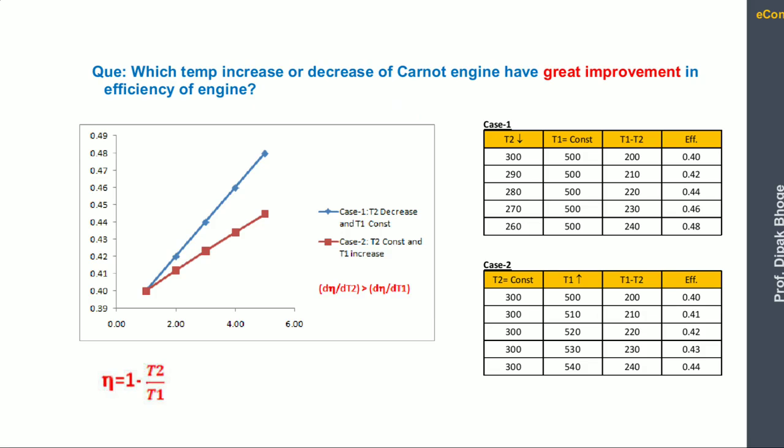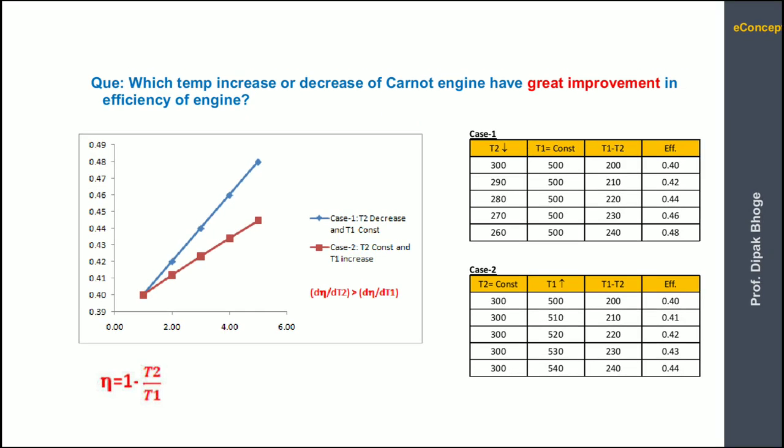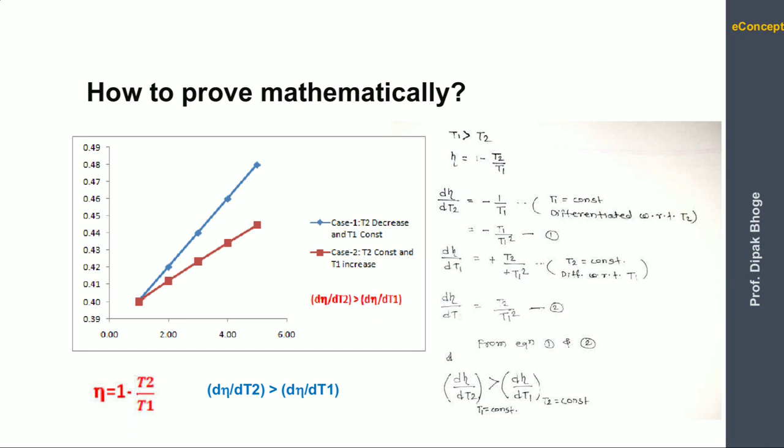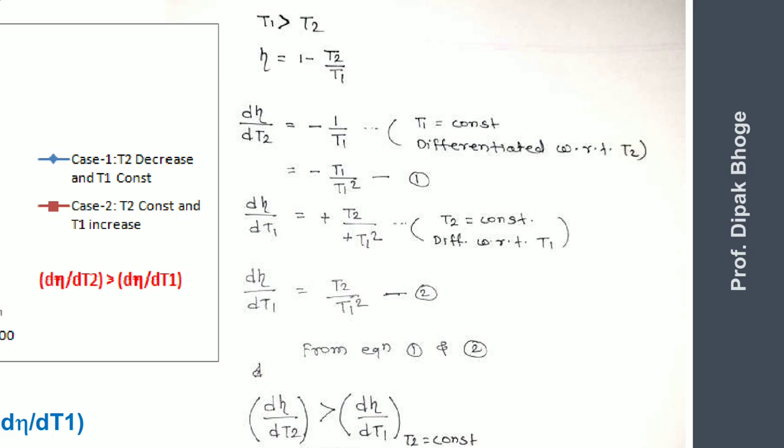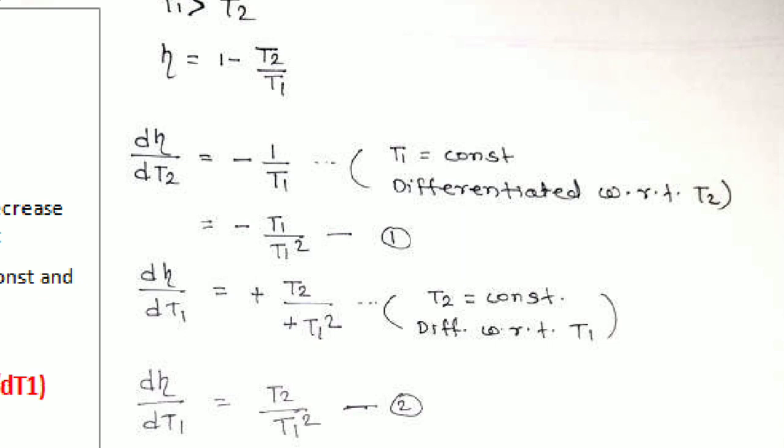Another way to find the answer to this question is to differentiate the efficiency equation to check the slope of the curve. So how to prove it mathematically? For that, we take the equation of efficiency, 1 minus T2 upon T1, and differentiate it with respect to T2 by keeping T1 constant, and in another case, differentiate the equation with respect to T1 by keeping T2 constant. In the first case, we have kept T1 constant and differentiated with respect to T2. Then we get d efficiency by dT2 is equal to minus 1 upon T1.